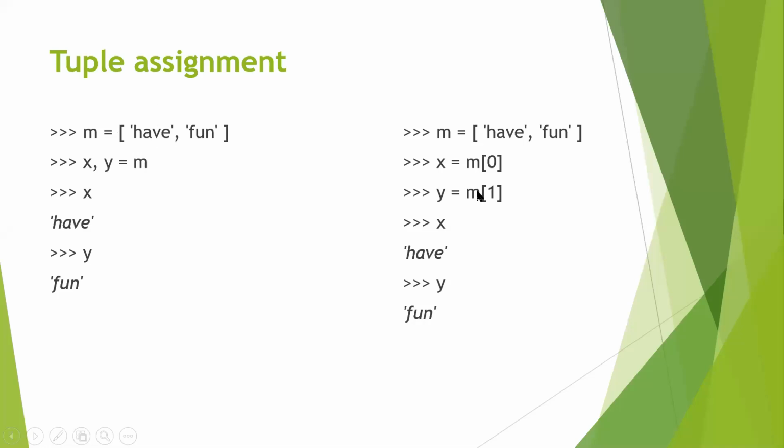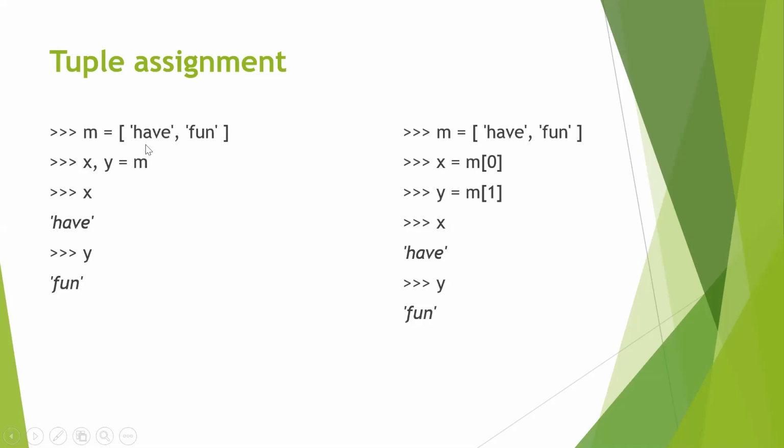Either I can say x is equal to m of 0, y is equal to m of 1. So I'm accessing individual elements of the list by using the index and then assigning them to another variable. Or another way of doing it is you can just say x comma y is equal to m. So what am I doing over here?